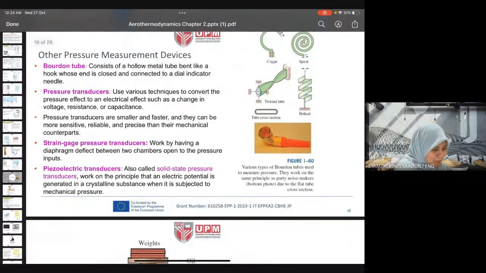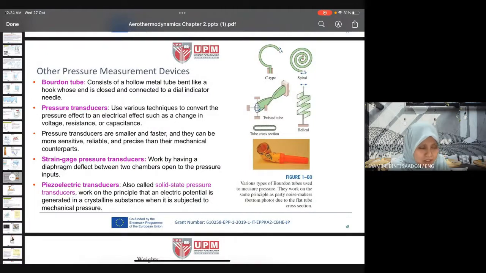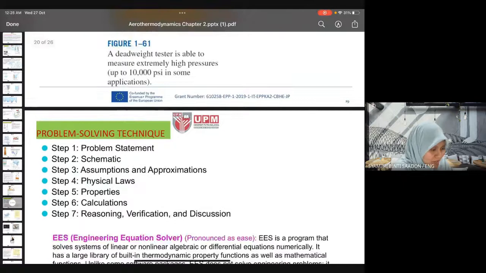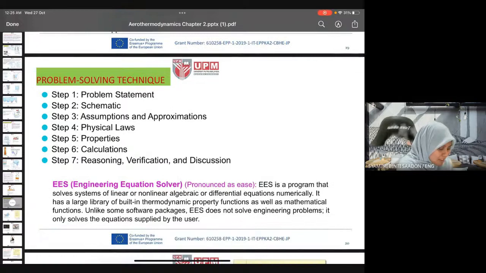Other pressure measurement devices, other than the barometer just now and the manometer, we also use this type of measurement device to measure the pressure. The weight tester. Okay, enough about pressure and temperature.